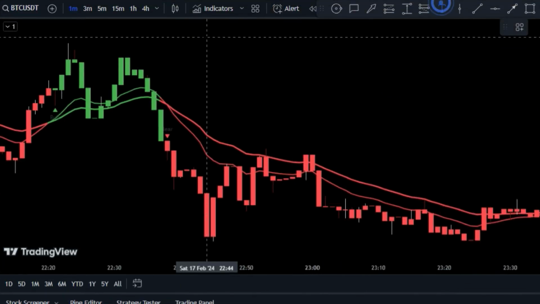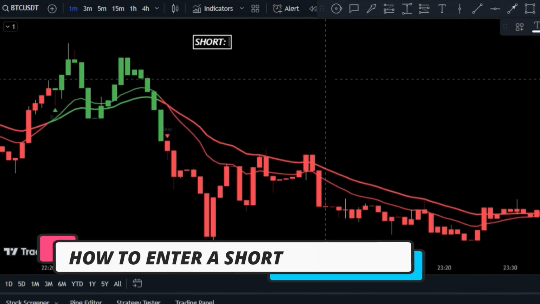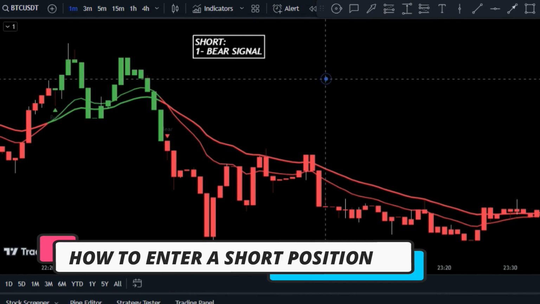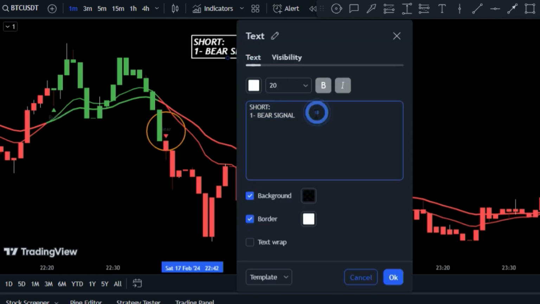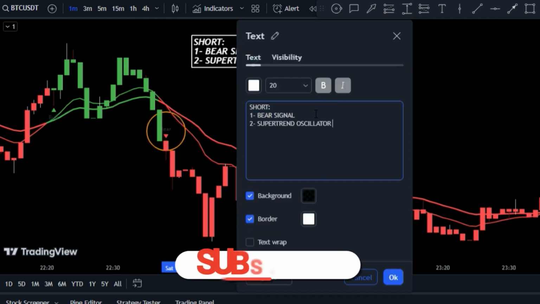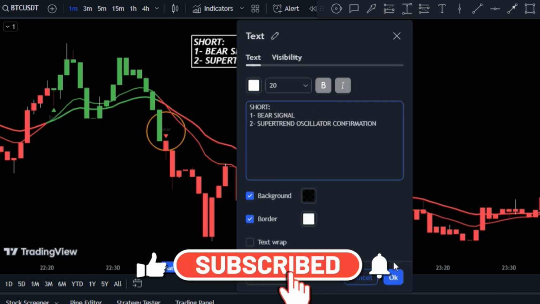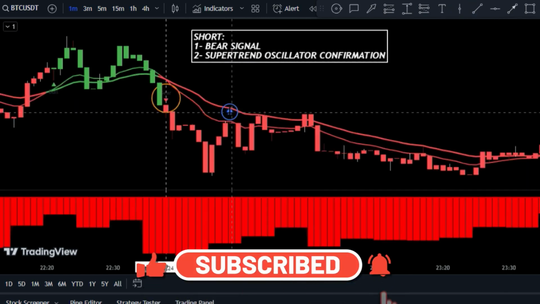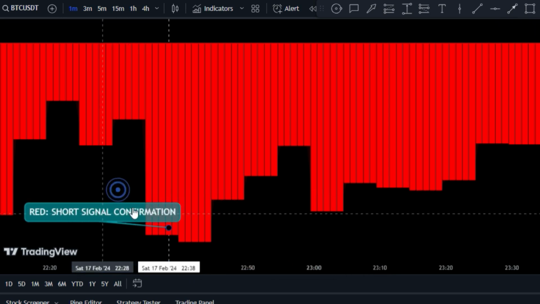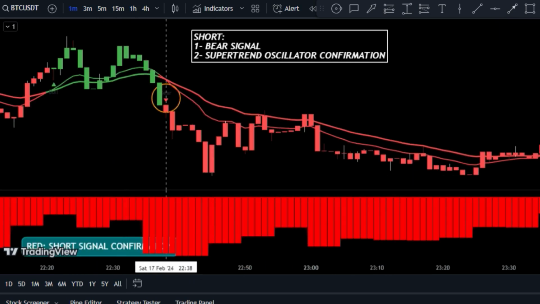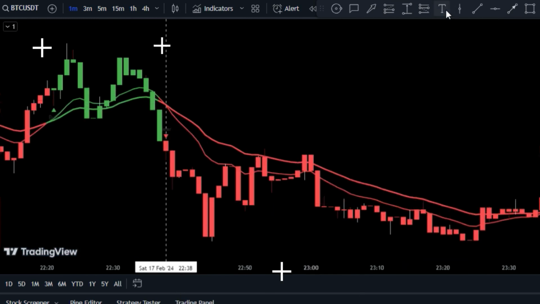And to enter a short position, start by waiting for a short signal from the TraderXO macro trend scanner. Then, cross-check with the super trend oscillator to ensure that the histogram is below zero, confirming a bearish trend. So, once both indicators align, you can confidently open a short position.